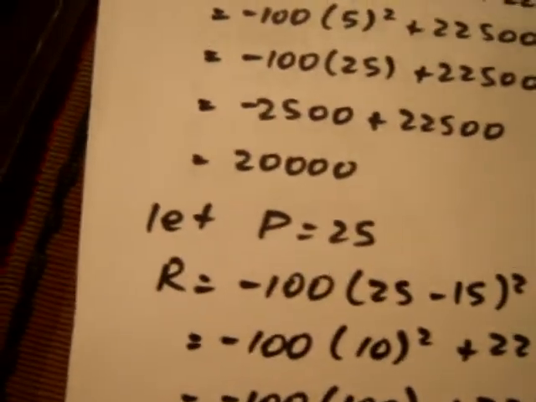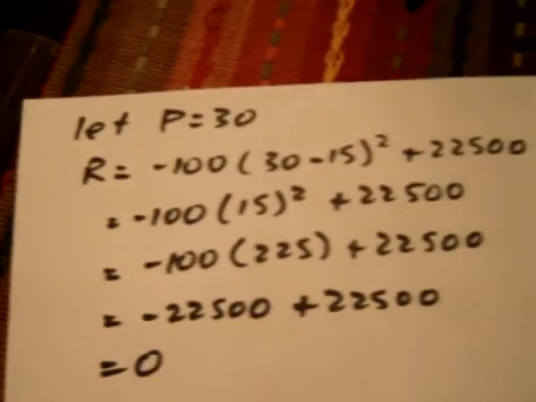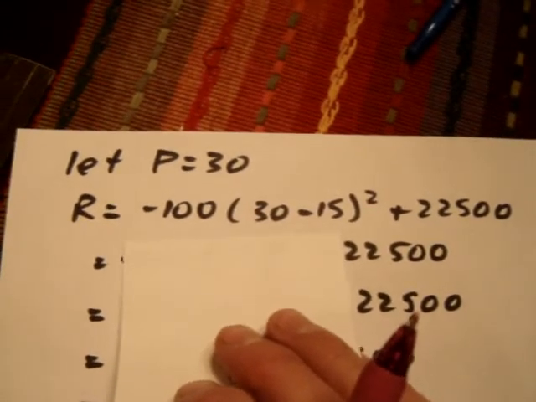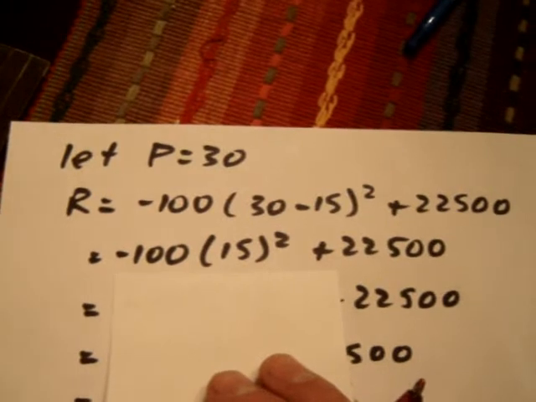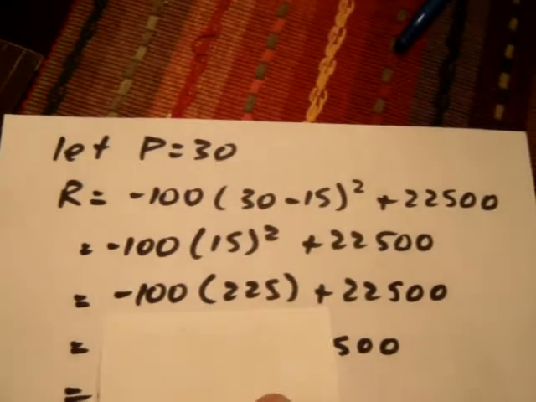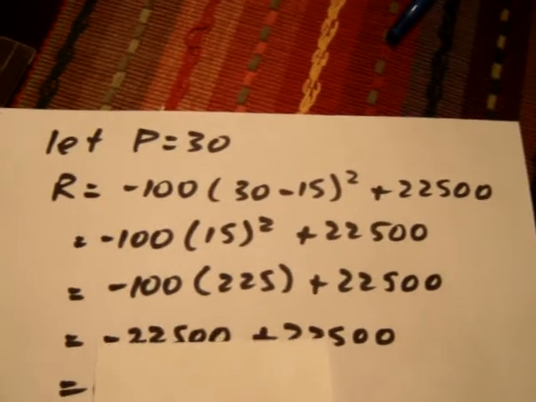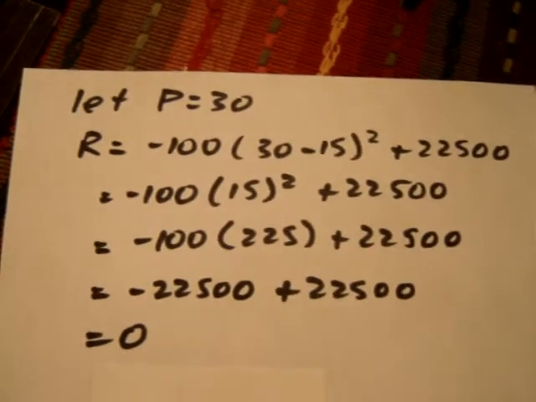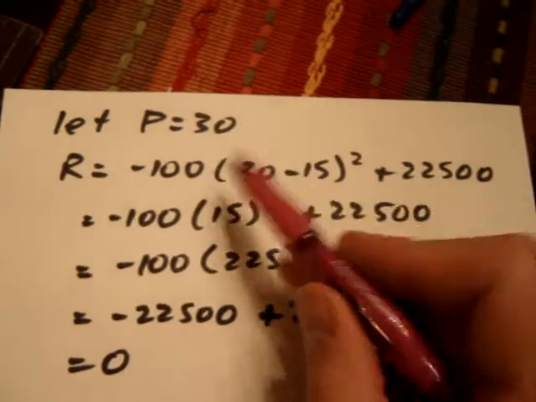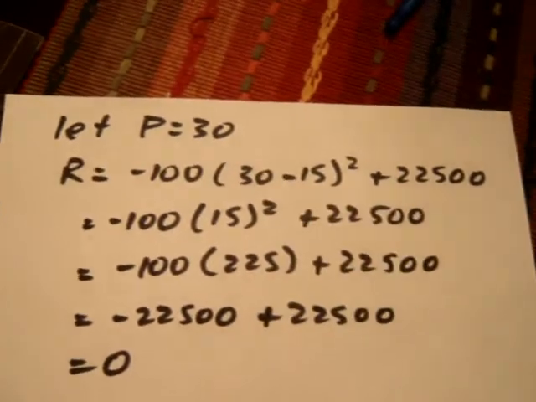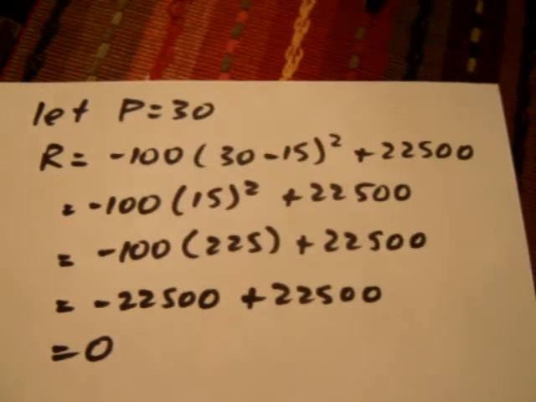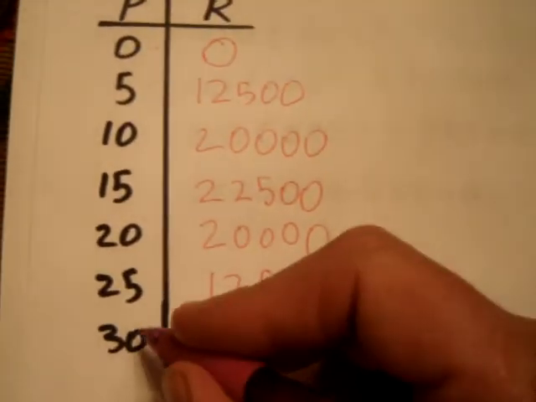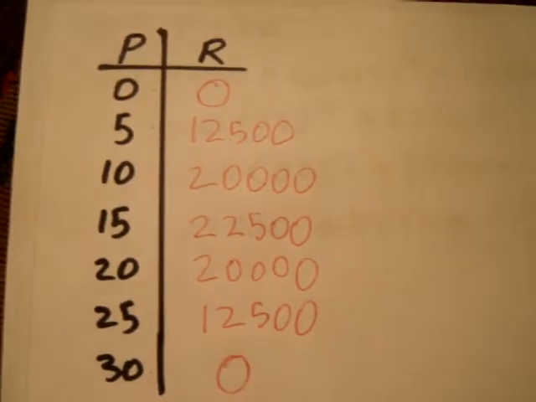And last but not least, we'll let the ticket price be $30. What would then happen? Well, when 30 was plugged in for P, we would get a bracket value of 15. And then when we applied the exponent, we would get negative 22,500 plus 22,500. We would get a revenue of 0. In other words, what's happening here is when they charge $30 to get into the hockey game, 0 people show up. So while the ticket price is high, they're not making any money. So we come over here, and when 30 is our price, our revenue is 0.